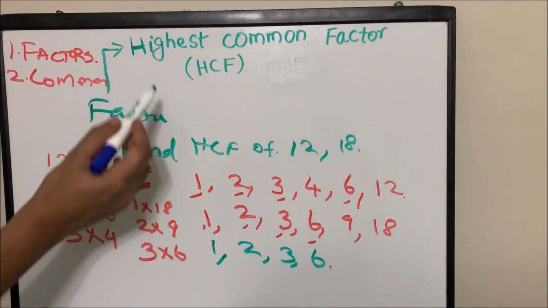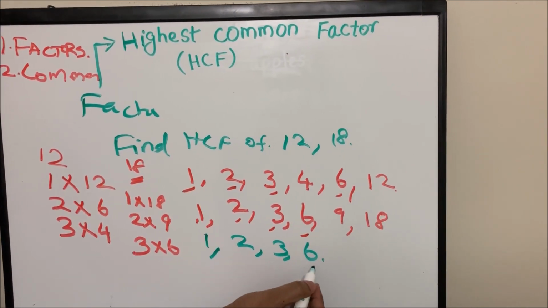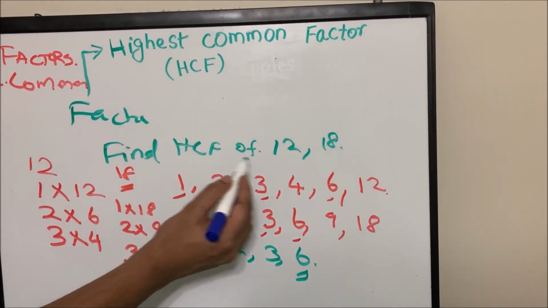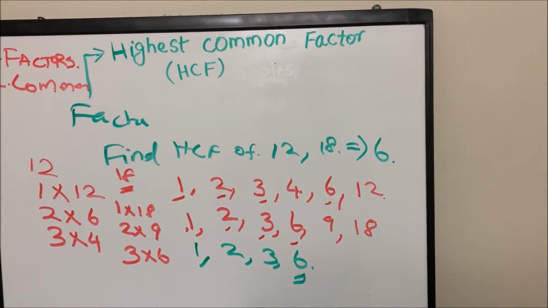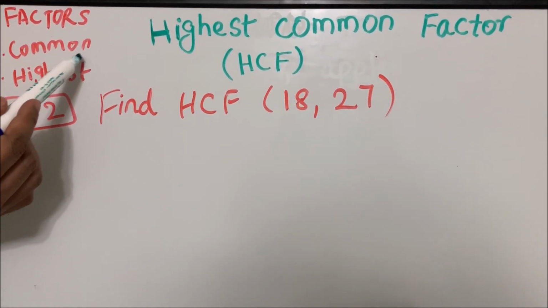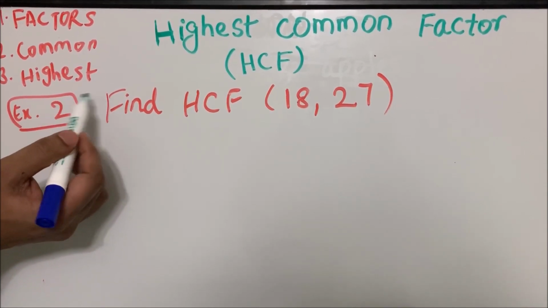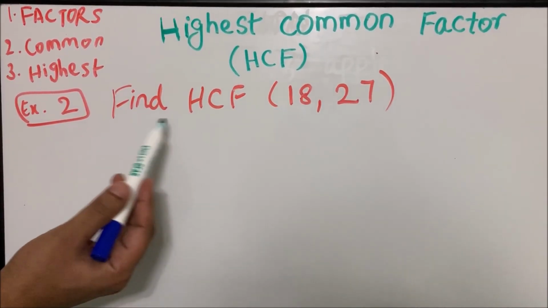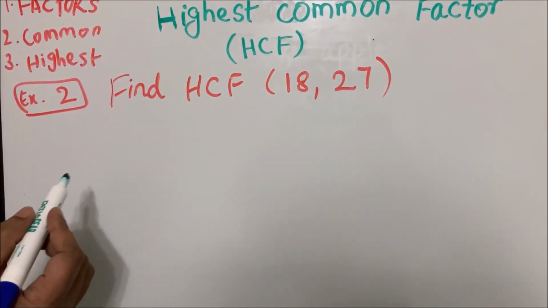Now HCF, the highest common factor, is the highest among these, that is 6. So HCF of 12 and 18 is 6. So we have to find factors, then common among the factors, and then highest among those common factors. Let us see another example. Find HCF of 18 and 27.